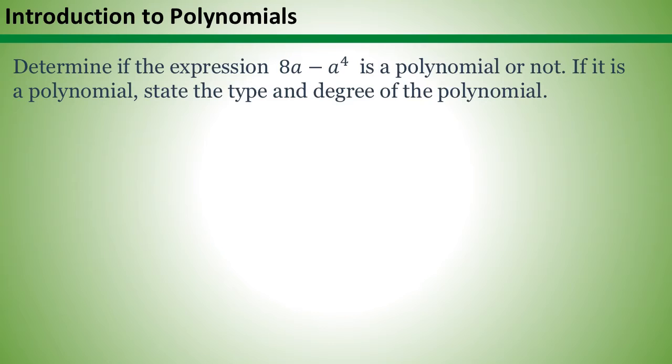So let's practice a little bit. It says determine if the expression is a polynomial or not. If it is a polynomial, state the type and degree of the polynomial. Okay, so first of all, this is a polynomial, and what I'm looking for is all of my exponents are positive. So this one's a 4, this one's really a 1. There are no variables in a denominator, and there are no variables inside of a radical. So since it passes those 3 things, this is a polynomial. So we're going to say, yes, this is a polynomial.